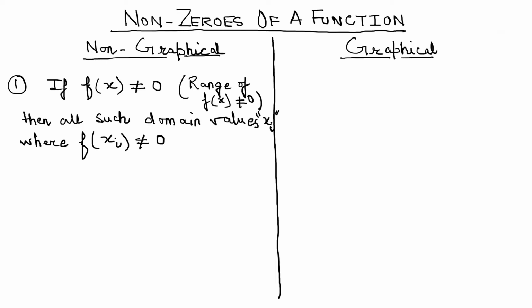When we say f(xi) is not equal to 0, we are talking about all such domain values, just like saying x1, x2, x3, and so on till xn, on which the function is not equated or equatable to 0. This is what we are talking about. As a result of this, there is a discussion which is given rise to.